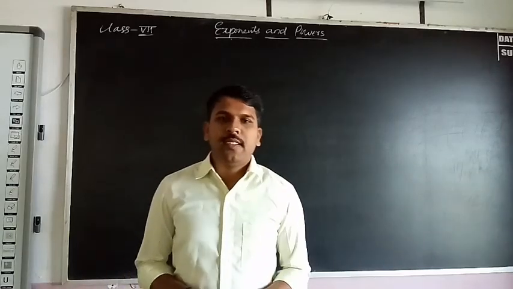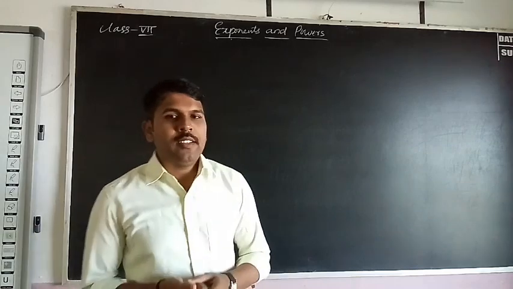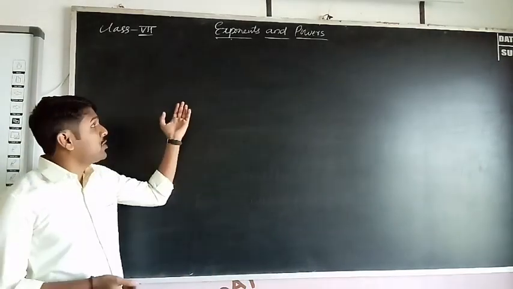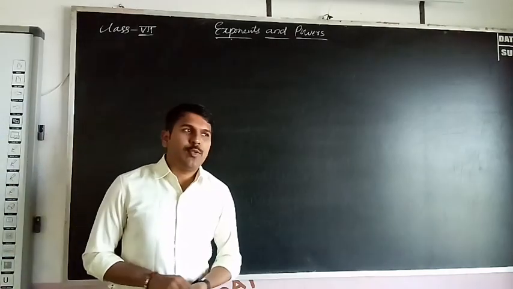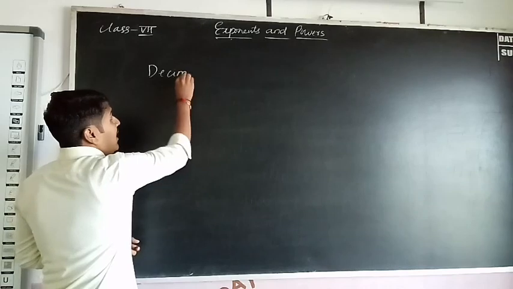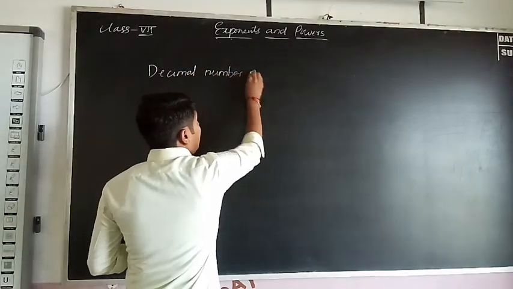Hello my dear students, in the last class we have discussed up to exercise 13.2. The next topic in exponents and powers is the decimal number system. So what is that? Decimal number system. You have to write the number in the decimal number system.